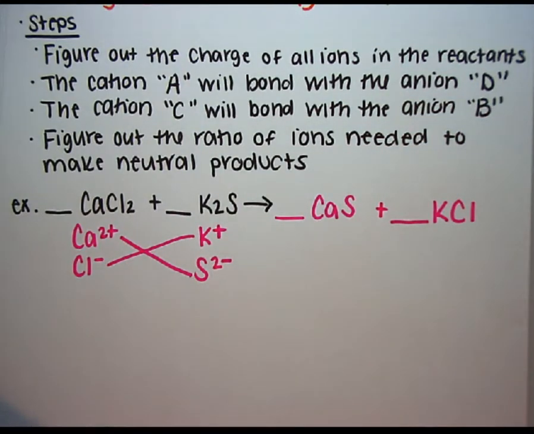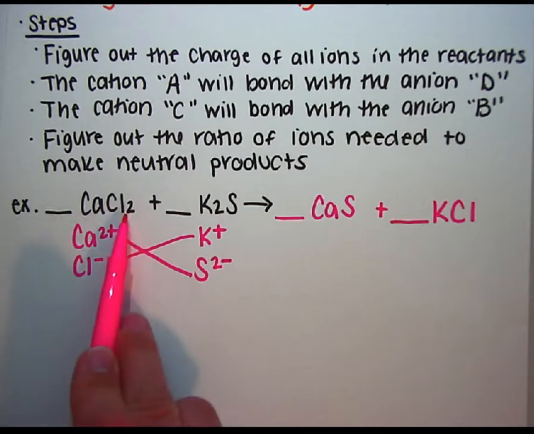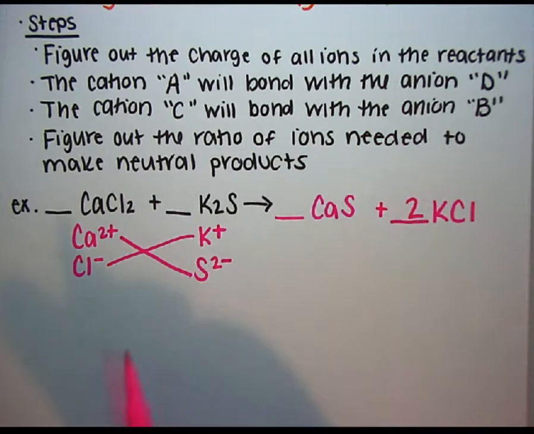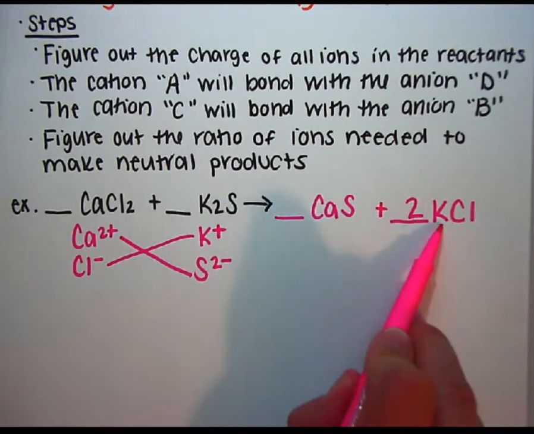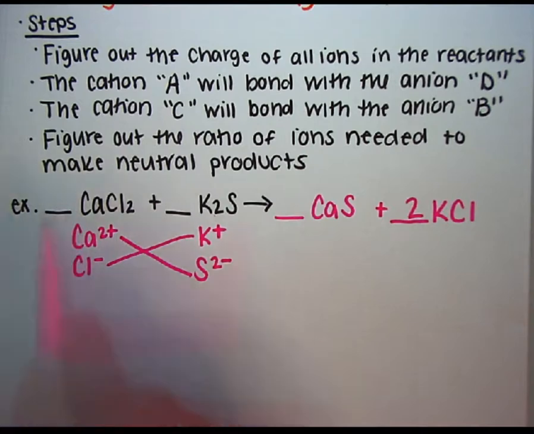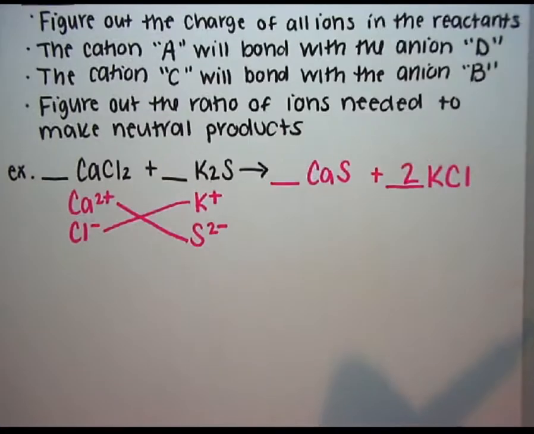Last step is to balance. I have 2 chlorines on the reactant side, so I can add a coefficient of 2 to give me 2 chlorines. Now I have 2 potassiums. I have 1 calcium on each side and 1 sulfur on each side, so this reaction is balanced.